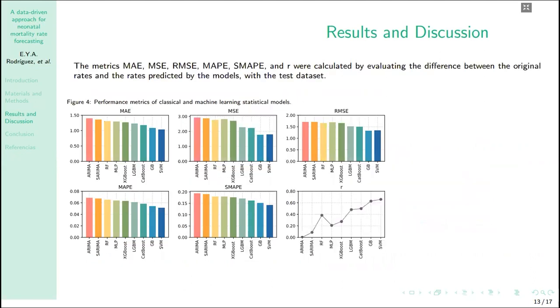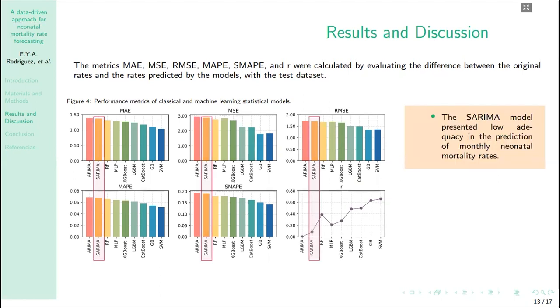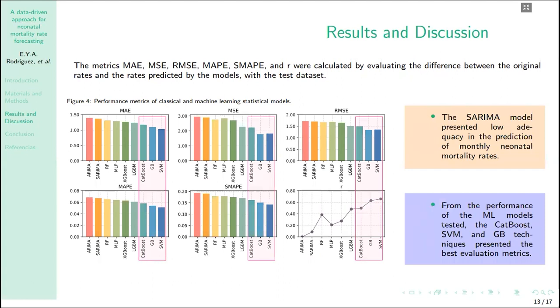The performance of classical statistical models and machine learning models is shown in Figure 4. The error metrics and the correlation coefficient were calculated by evaluating the difference between the original rates and the rates predicted by the models with the test dataset. The SARIMA model presented a low adequacy in the prediction of monthly neonatal mortality rates. From the performance of the machine learning models tested, the categorical boosting, support vector machine, and gradient boosting techniques presented the best evaluation metrics.